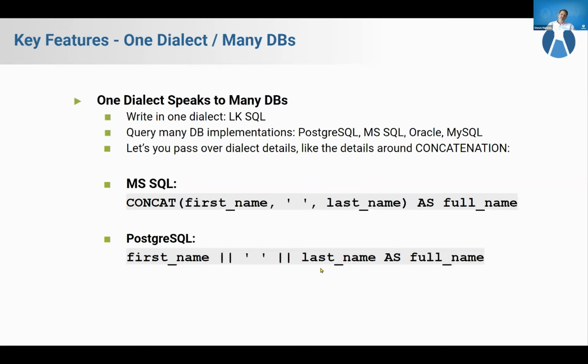Take the syntax around concatenation. Microsoft SQL Server uses this function. If you want to concatenate the first name and the last name, you would use this kind of syntax, and you'd get back the full name in your result set. Well, Postgres gives you this cool sort of inline style. You want to concatenate the first name and the last name, you can use these double pipes. And then you can get back the full name in your result set. Well, LabKey SQL just lets you forget all that. I don't need to know all those details. In LabKey SQL, you can just use these pipes.